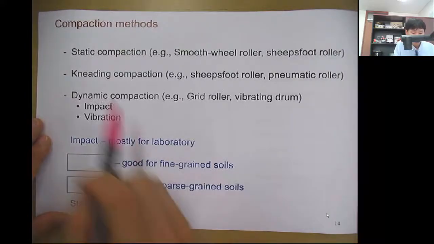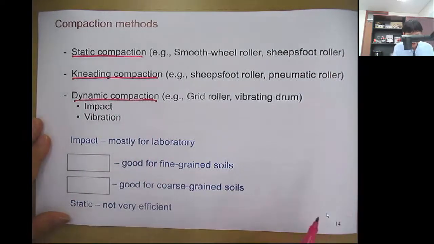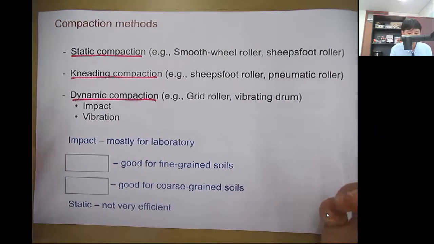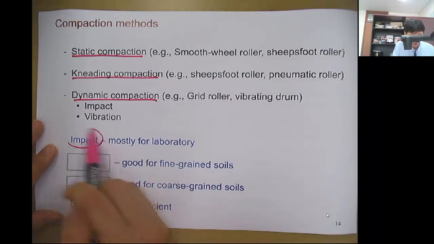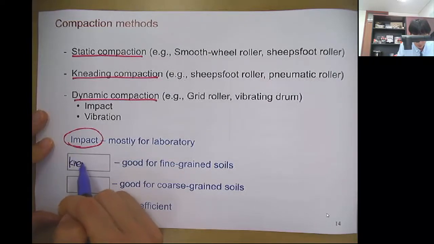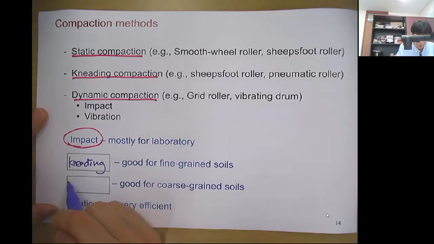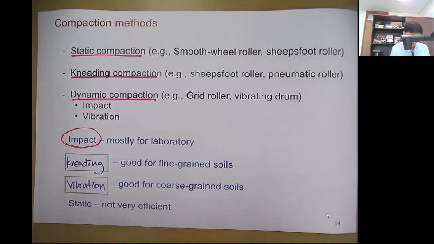So the compaction methods are static compaction, kneading compaction, and dynamic compaction. In the laboratory, as we drop the hammer in the standard Proctor test and the modified Proctor test, we use impact force. Kneading is very good for fine grain soil, and vibration is good for coarse grain soil. Steady weight is not very efficient, but people use it for asphalt and subgrade soil.